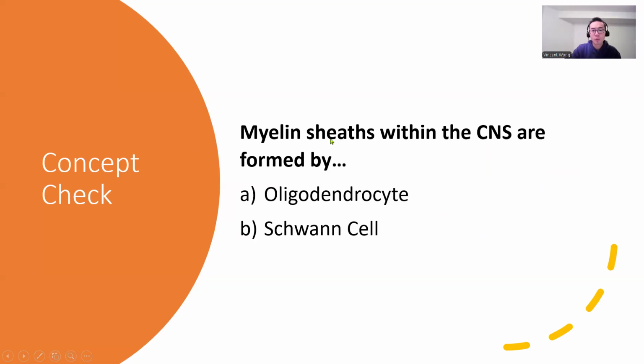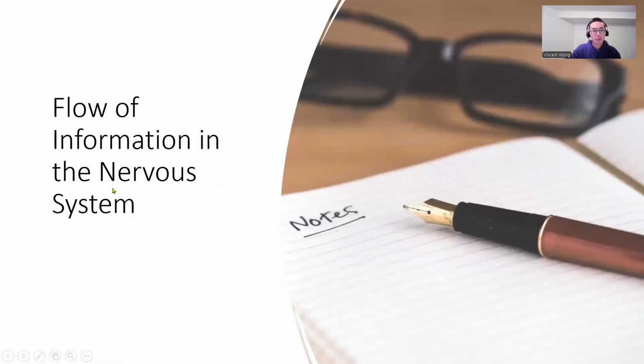Myelin sheaths within the CNS are formed by, okay, we just learned about this a couple slides ago, and hopefully you remember it is oligodendrocytes, these little star-shaped cells. So let me give you a better idea of, oh sorry, we did this already, the flow of information in the nervous system. It's this picture that we drew last class.